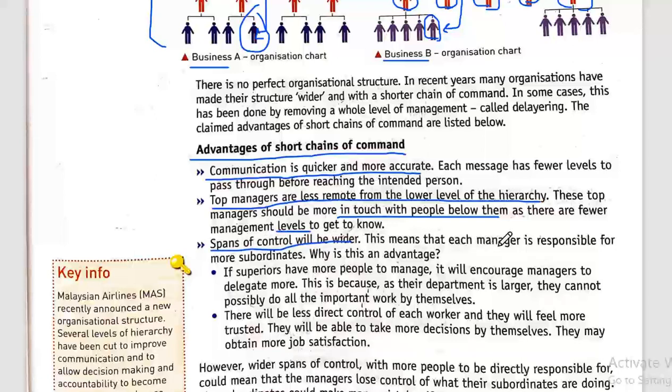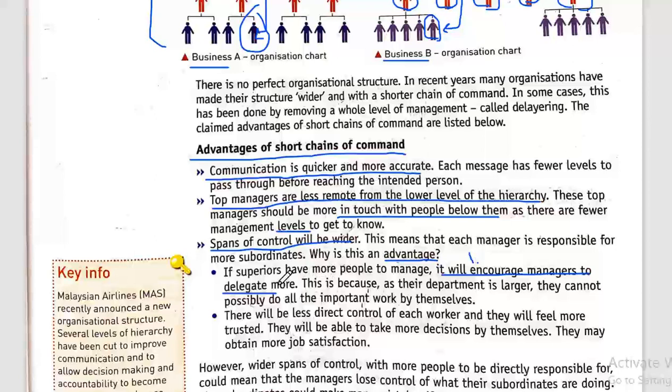The third one is that the span of control will be wider. This means that each manager is responsible for more subordinates. So if I'm responsible for more people, how is this an advantage? If I'm responsible for 10, because of a wider span of control, how do we consider this an advantage? Let's see. If a supervisor has more people to manage, it will encourage managers to delegate more. This is the first thing.